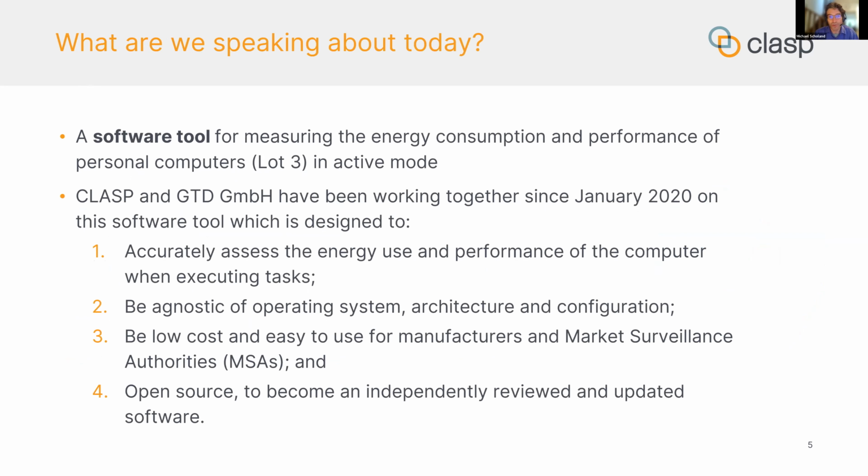So just one slide on what we're speaking about today. This is a software tool to measure the energy consumption and the performance of personal computers in active mode. So CLASP and GTD have been working together on this activity for just over 2.5 years now. The tool is designed to accurately assess energy use and performance of a computer executing tasks, to be agnostic of the operating system, the architecture and configuration. So it should operate in Windows, Mac OS X, Linux, Google Chromebook, like all the operating systems out there, we should be able to test equally.